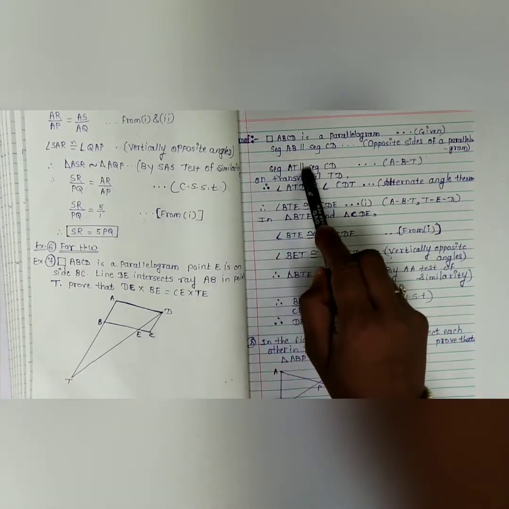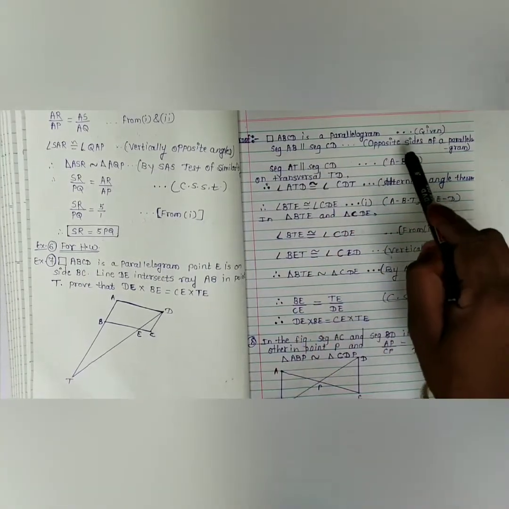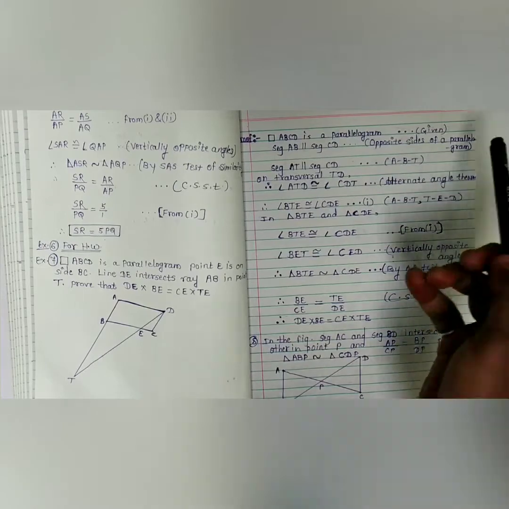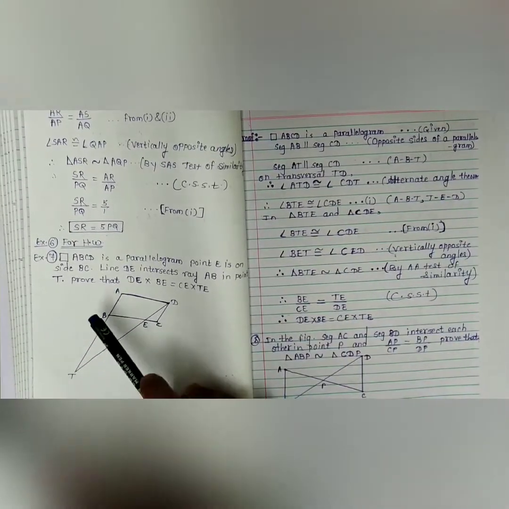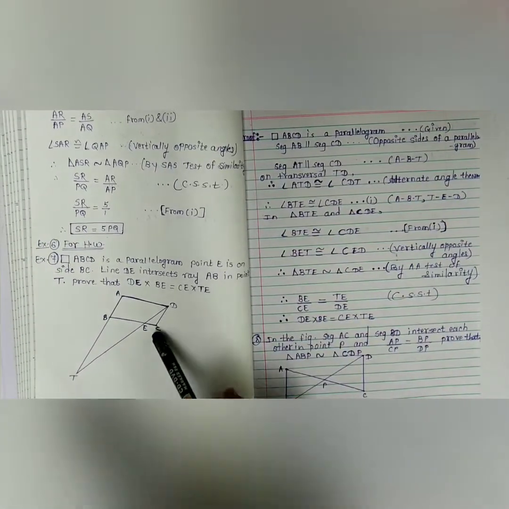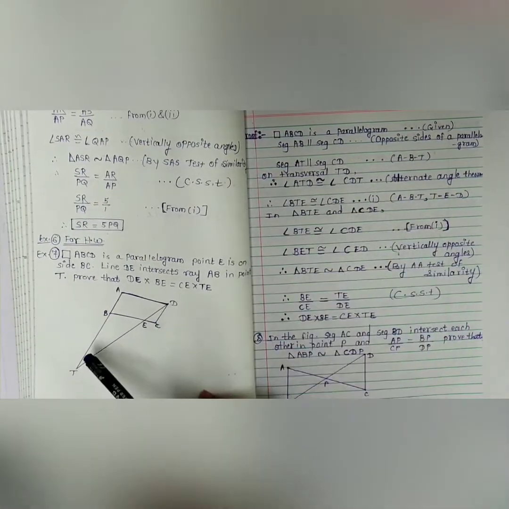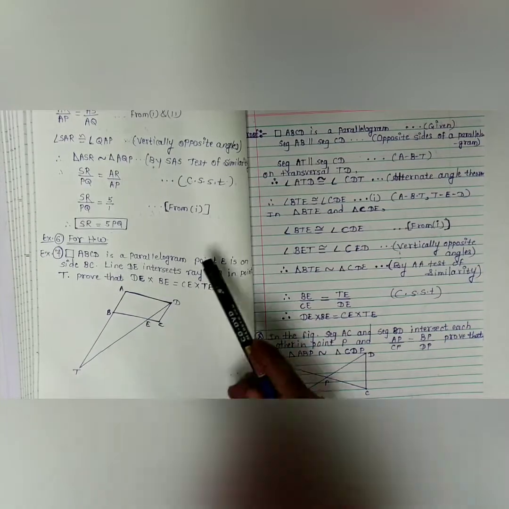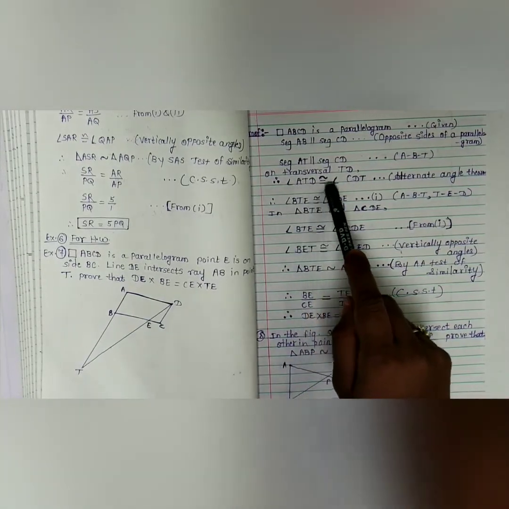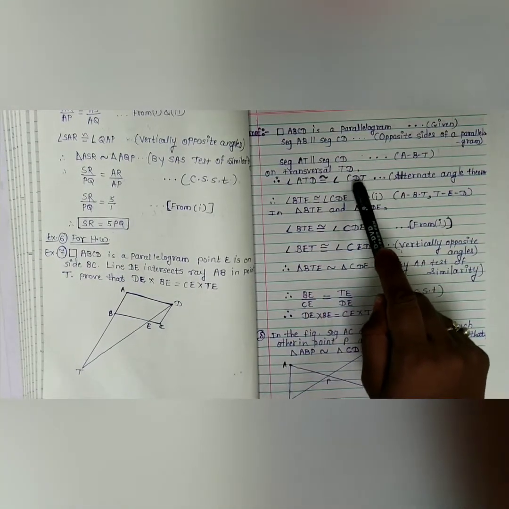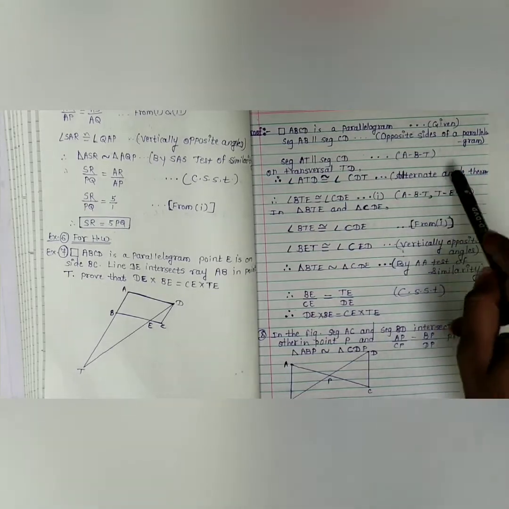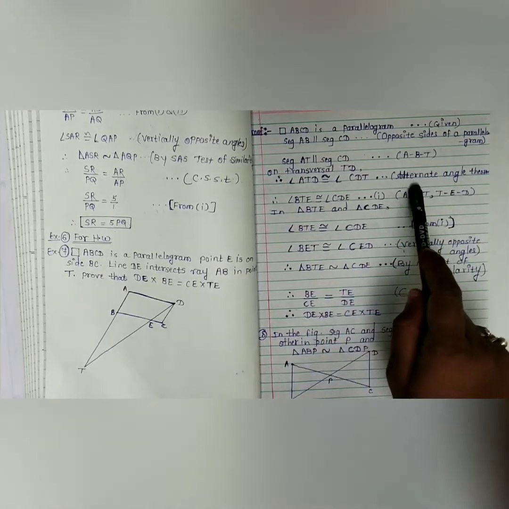Segment AT is parallel to segment CD because B lies between A and T. Therefore, segment AT is parallel to segment CD. And on transversal TD, angle ATD is congruent to angle CDT. And what is the reason? Alternate angle theorem. In 9th standard we studied the alternate angle theorem.